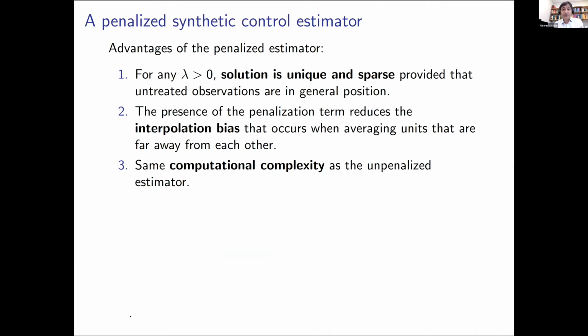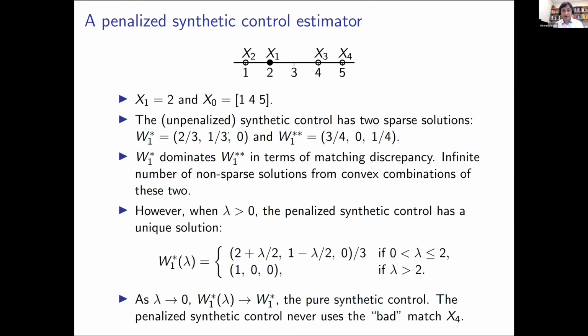And so what are the advantages of the penalized synthetic control estimator? For lambda bigger than 0, the solution is going to be unique, and it's going to be sparse. We will see in an example that it is sparse, although this is a general mathematical result that I'm not going to discuss. The penalization term also reduces interpolation biases that occur when you average units that are very far away from each other, and you can show that it has the same computational complexity as the unpenalized estimator. So it's not more complicated to estimate.